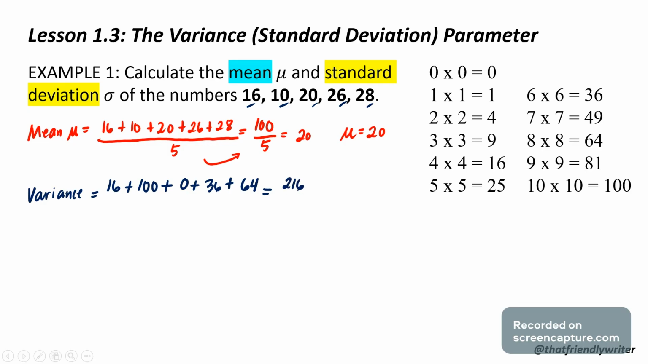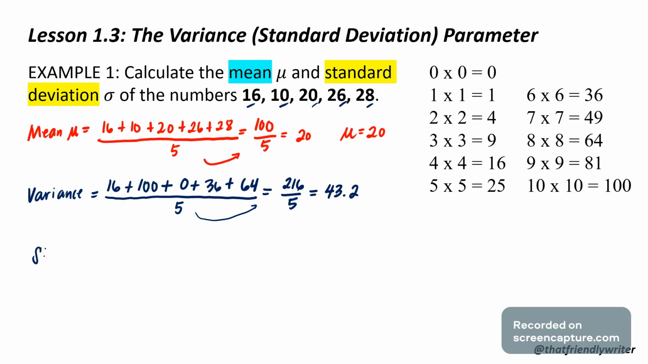And because the variance is just the average square difference, we also divide this by the number of elements that we have in the population. In this case, we also divide by 5. 216 divided by 5 is 43.2. This is still the variance.